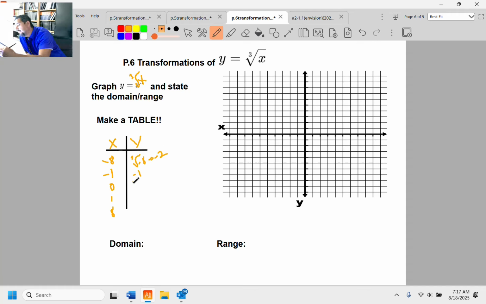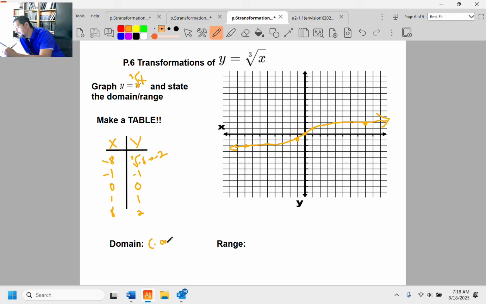And the cubic root of -1 is -1, the cubic root of 0 is 0, the cubic root of 1 is 1, and the cubic root of 8 is 2. So anywho, -8, -2; -1, -1; 0, 0; 1, 1; and 8, 2. So it looks a lot like the cubic function, except it's flatter. It's not as tall. Grows slowly, you might say.